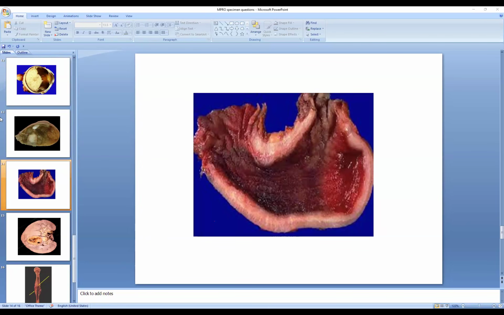Name one paraneoplastic syndrome associated with such pathology. Gastric carcinoma could have acanthosis nigricans, sir. Yes. Trousseau syndrome, that is migratory thrombophlebitis.